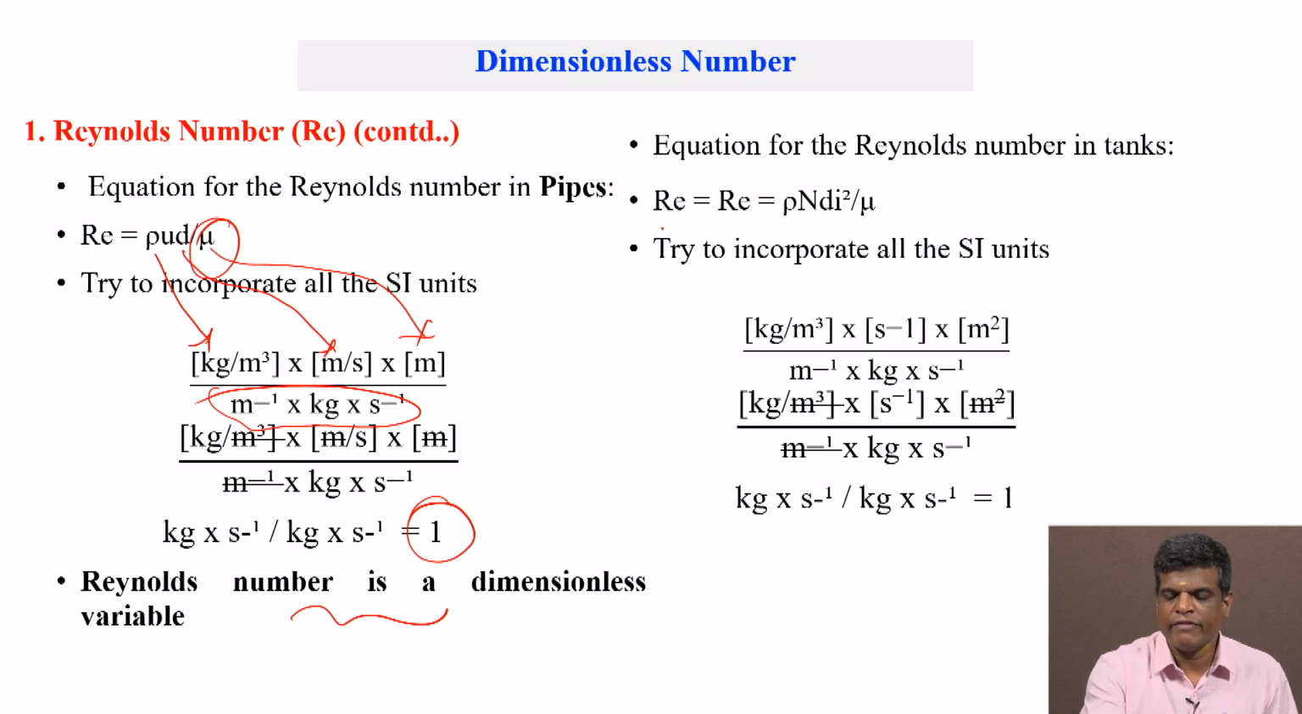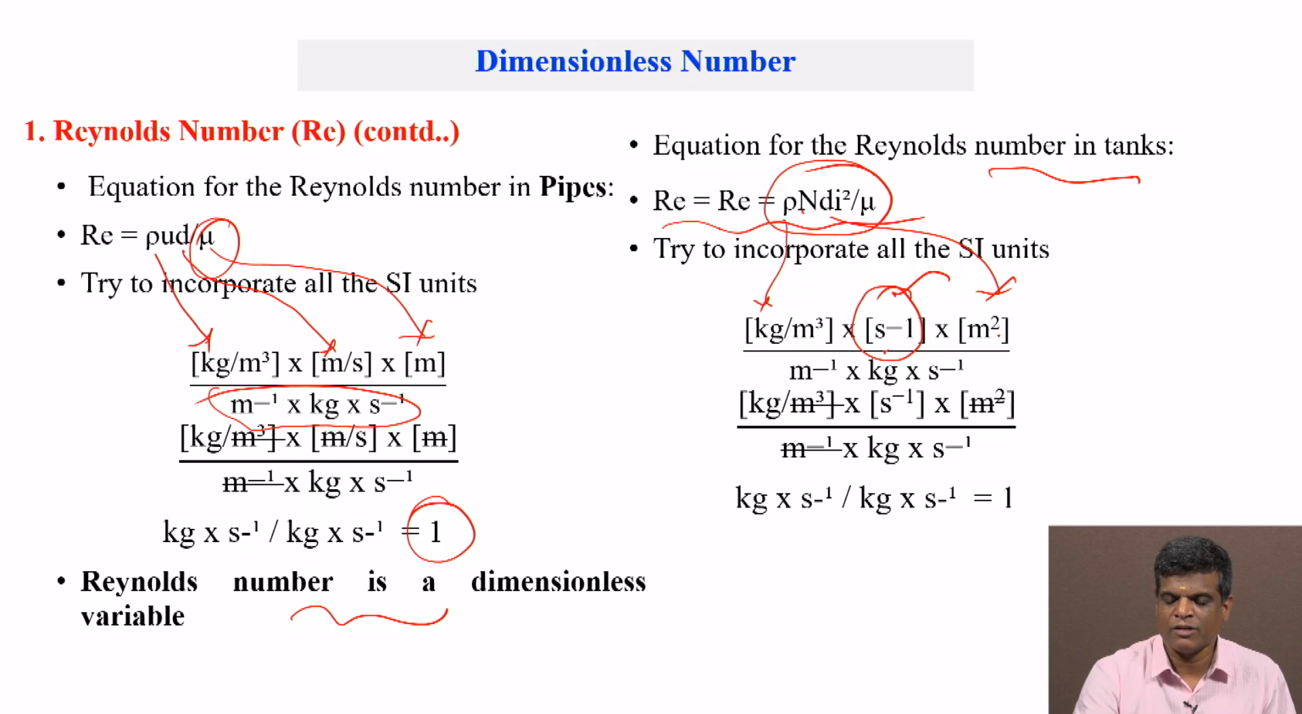In the same way, if I want to write it in terms of tanks, the Reynolds number equals rho n D_i squared by mu. Rho is the density in kg per meter cube, n is the rotation, the number of rotations per second, RPS, so second inverse. D is the diameter of the impeller, in meters squared. Viscosity, once everything cancels we get 1, that is a dimensionless number. Whatever number gives this, it is dimensionless; there is no dimension.